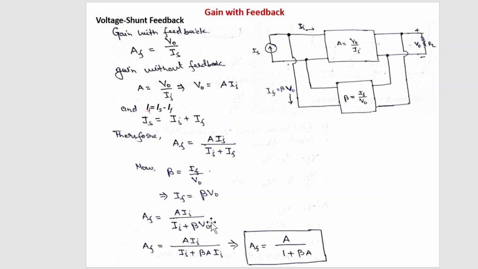Okay, and remember this V naught can be written in terms of A into II. So AF will be equal to AII divided by II plus beta into II. Here II can be taken as common, so this II will be cancelled out with II. So AF will be equal to A divided by 1 plus beta A. Again, in voltage shunt feedback network, this gain with feedback is equal to A upon 1 plus beta A.